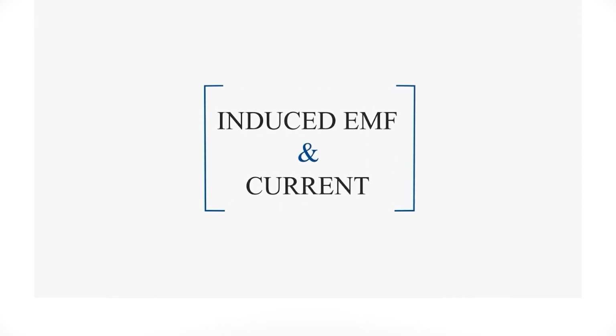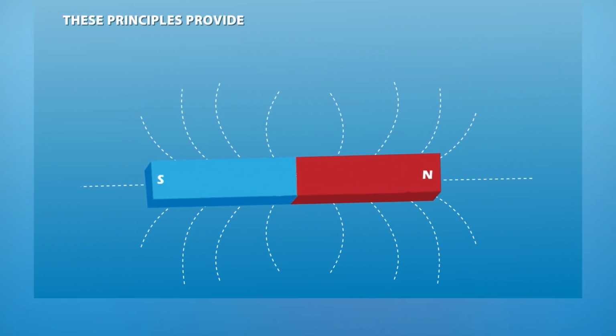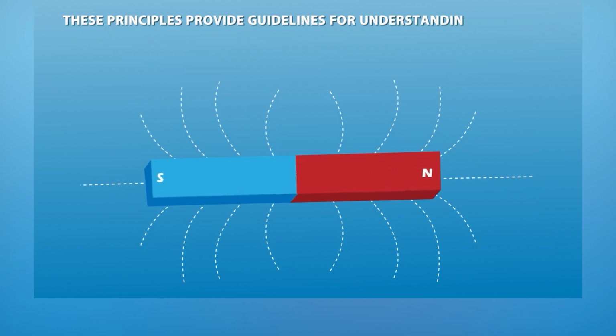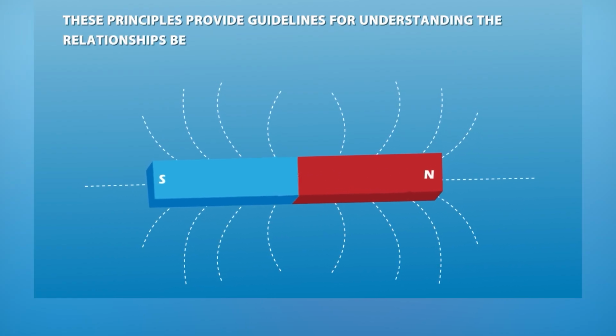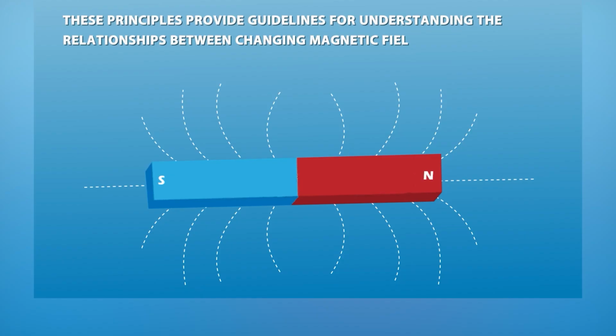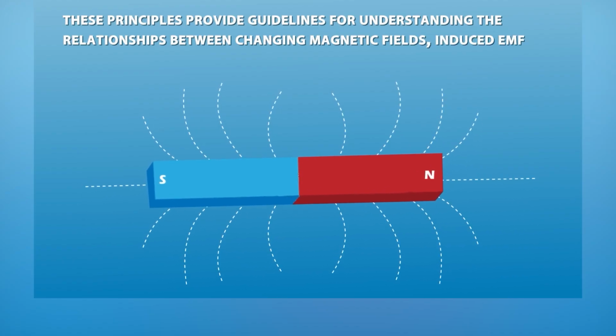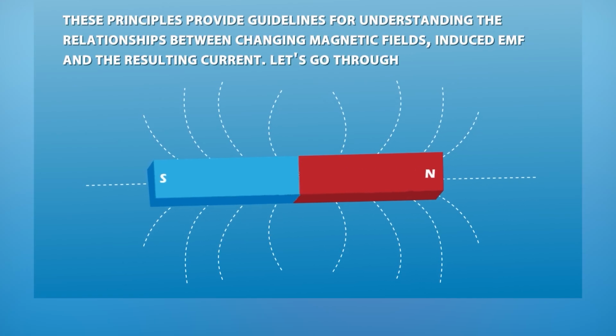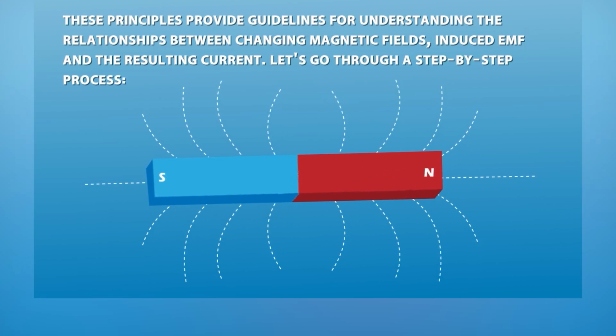Induced EMF and current. These principles provide guidelines for understanding the relationships between changing magnetic fields, induced EMF, and the resulting current. Let's go through a step-by-step process.